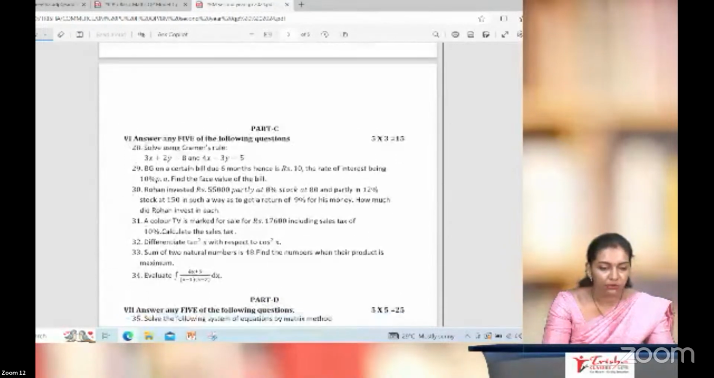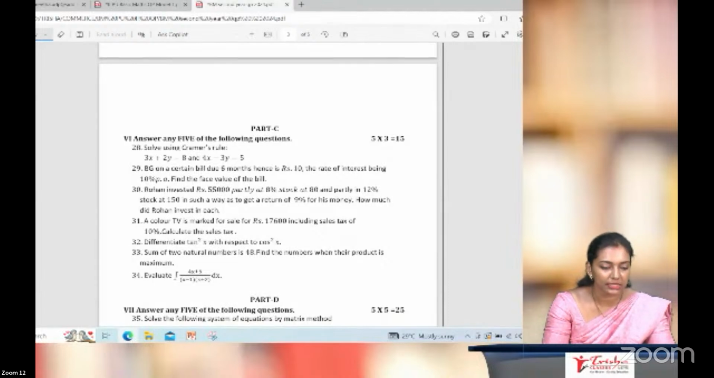Okay, next coming to the part C. The 28th question is most probably fixed. That is Cramer's rule. It is going to come for 3 marks. Here they have made part C really simple. A few years back, if you observe the question paper, part C was considered to be a tough part, but here they have made it easy.